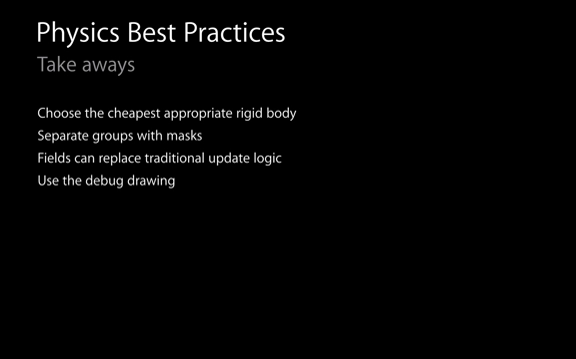Choose the cheapest one that's going to best serve your game. Use the expensive ones judiciously to serve your gameplay. Separate your groups with masks so the engine knows what your intent is, because that's the only way that it can read your mind. Fields replace update logic. Use a little creative thinking, imagination. And the debug drawing is going to give you all kinds of insight into what the engine is doing for you behind the scenes. So, my next topic, shapes.